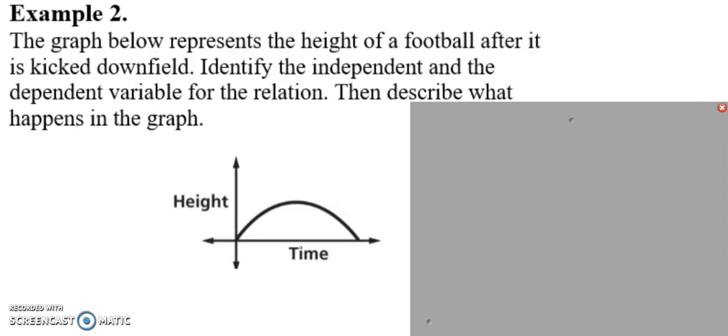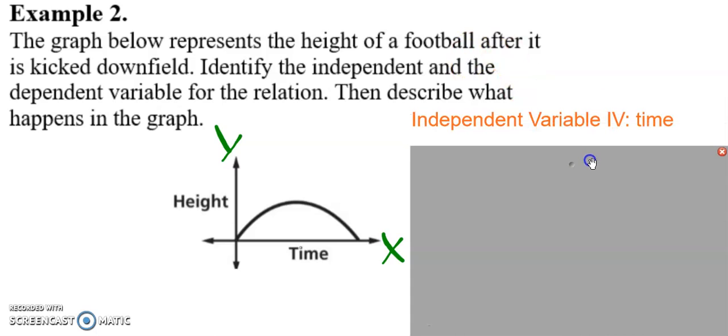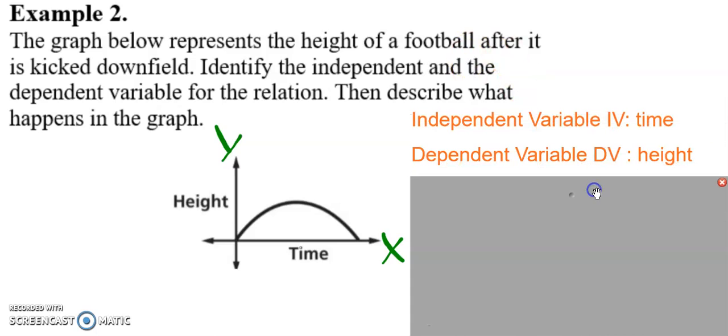So is time dependent on the height, or is the height dependent on the time? Okay, so the real question is, can we control time? We cannot control time. Time is independent of everything else. So time is always going to be your independent variable all the time. Also, if you have a graph, it's very easy to tell. The x-axis shows independent variables and the y-axis shows dependent variables. So our independent variable is time and our dependent variable is height. So that's the first part.